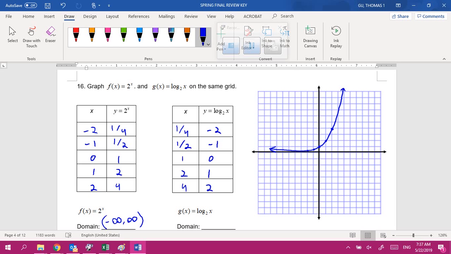Oh, I'm going to do this in a different color. This will be in the pink. 1/4, -2 is right here. 1/2, -1. 1, 0, 2, 1, and 4, 2. So you can see it's a mirror image across the y equals x line.